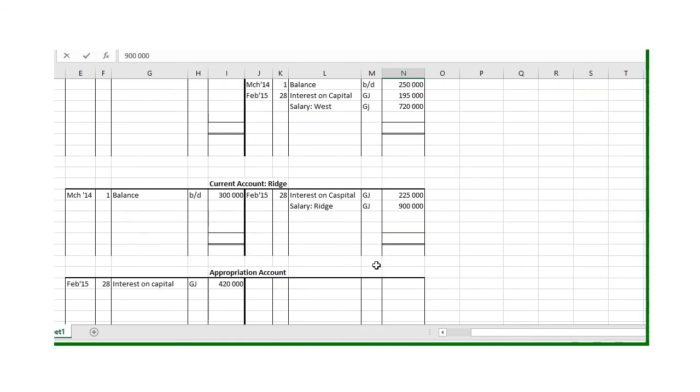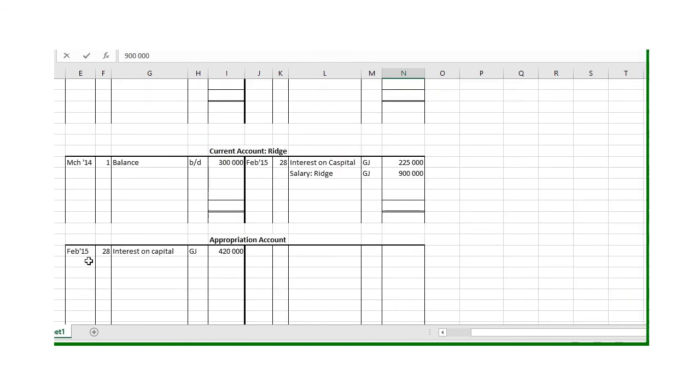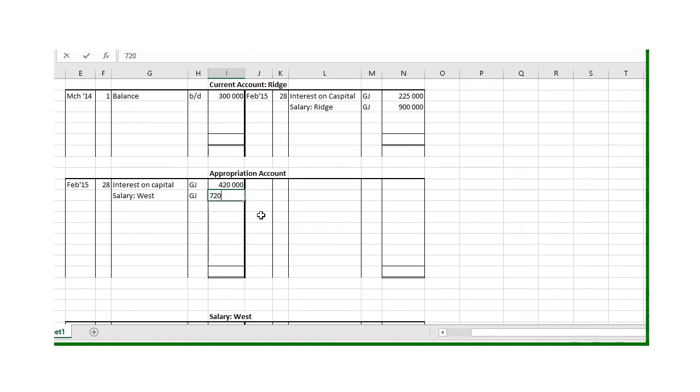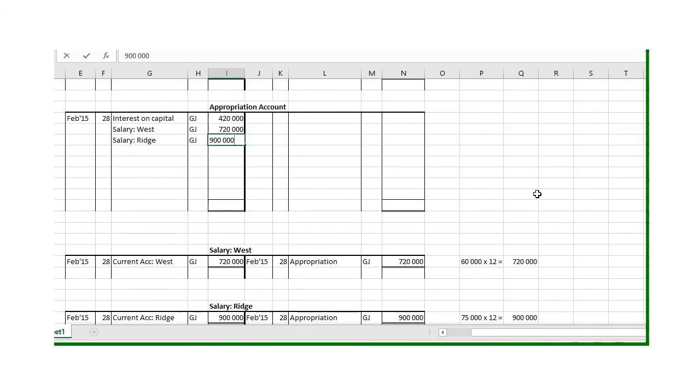Good, so in the appropriation on the debit side, because we credited those accounts coming from the salary for West, on the General Journal, his amount was 720,000, and the same with Rich. Salary Rich on the General Journal, and his was 900,000. Good, so then we can move on to the next one in the next part.